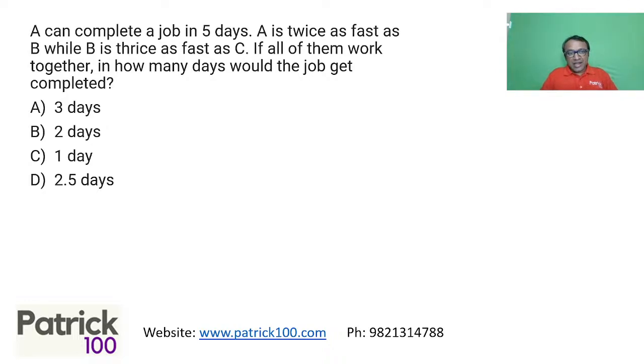Another sum. Go to it, try to read it, try to understand it, try to solve it, and put the answer maybe in the chat box.